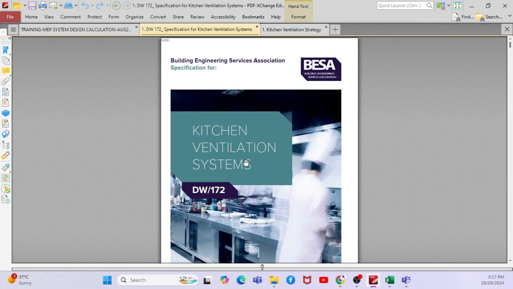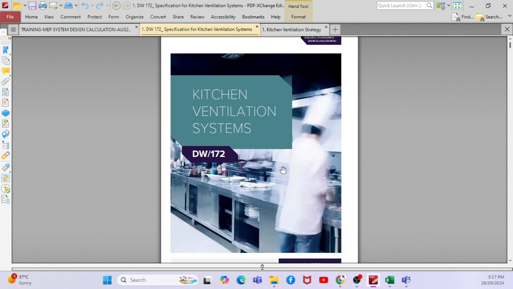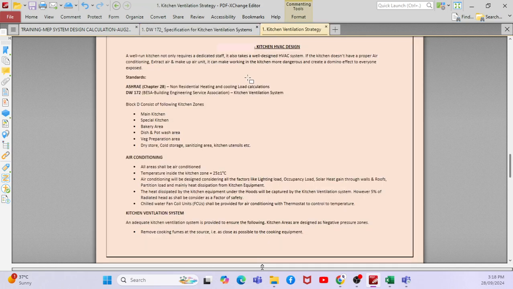This particular code we will use to design the air conditioning system as well as the ventilation system for the commercial kitchen, not for the small pantry or residential kitchen, which is not required. This is mainly for heavy cooking. You can see the picture where they do the heavy cooking, for large meals. In such conditions we require a proper air conditioning and ventilation system. I have some guidelines where you can go through.